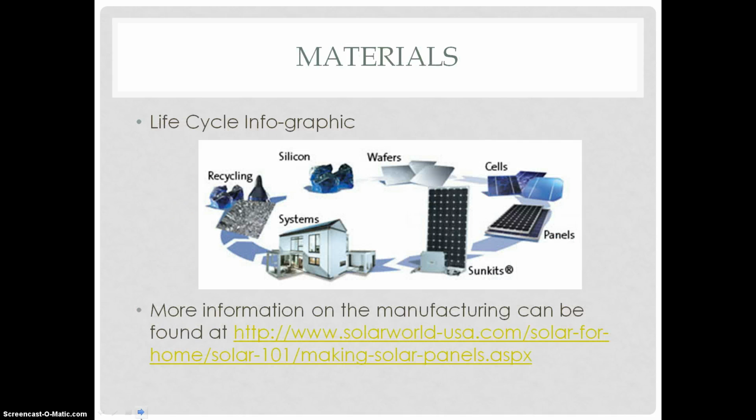The company that I'm working with is installing Solar World panels, which have provided us with this life cycle infographic, which shows that the silicone is formed into wafers, which they make the cells and then the panels, and then the systems are installed on the homes. But the great majority of the material that's used in the system can be recycled and turned back into solar panels for later use.